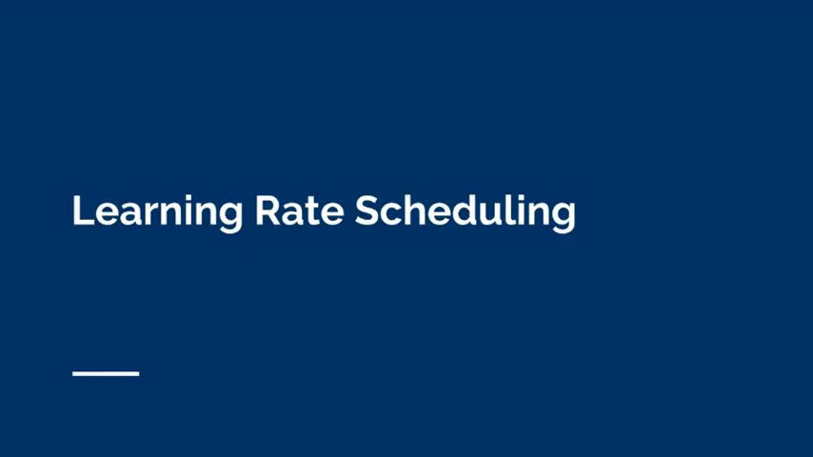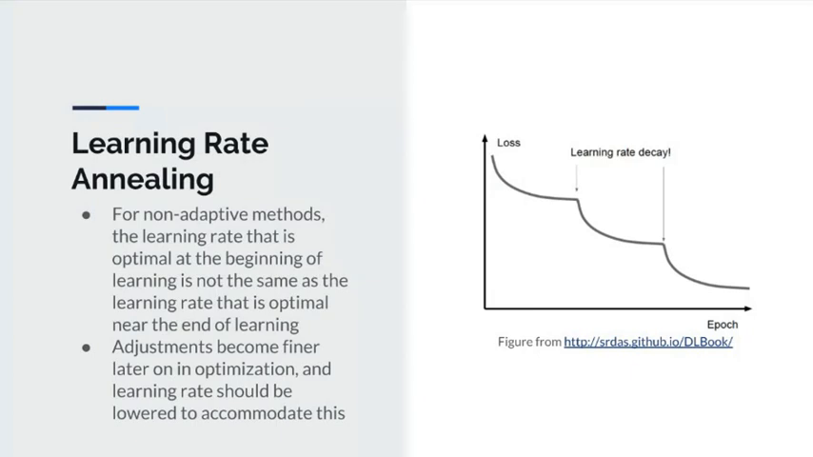Next, let's talk about learning rate scheduling. And in particular, let's first focus on learning rate annealing. For non-adaptive methods, the learning rate that is optimal at the beginning of learning is not the same as the learning rate that is optimal near the end of learning. Adjustments become finer later on in optimization, and the learning rate should be lowered to accommodate this.